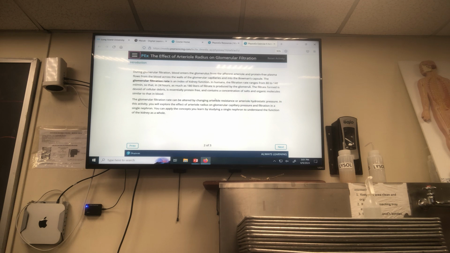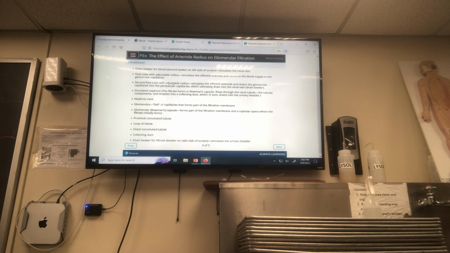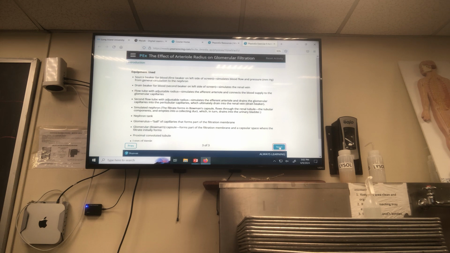It is essentially protein-free and contains a concentration of salts and organic molecules similar to that in the blood. So the glomerular filtration rate can be altered by changing arterial resistance or arterial hydrostatic pressure. In this activity, you will explore the effect of arterial radius on glomerular capillary pressure and filtration in a single nephron. You can apply the concept you learned by studying a single nephron to understand the function of the kidney as a whole. These are the equipment that we're going to be using, and we'll refer to them in the lab.